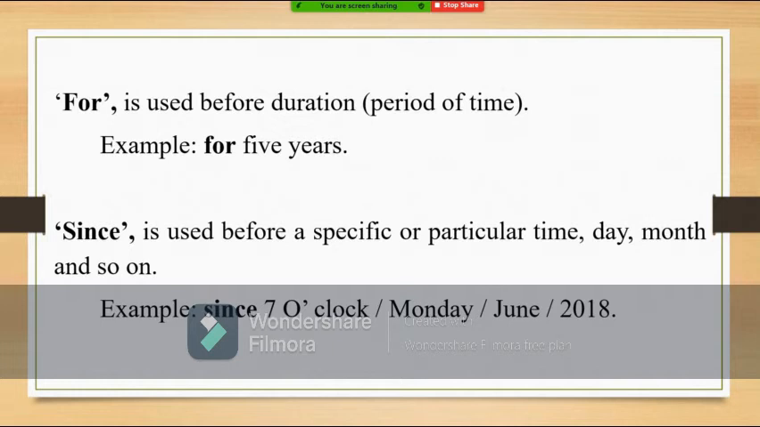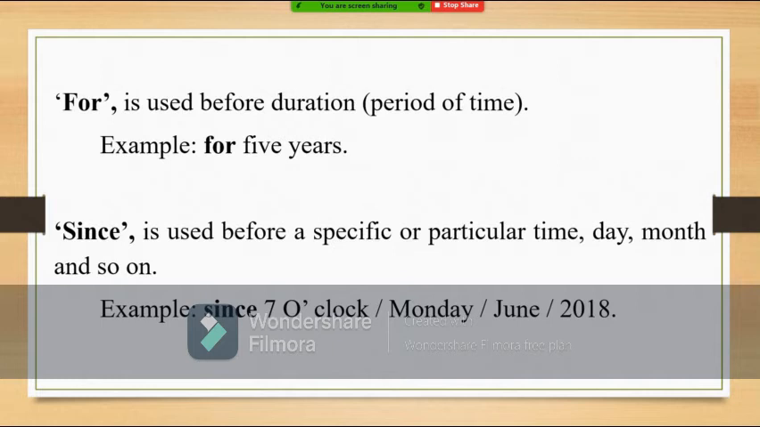I have been working in this company since 2018, like that. So it started in the year 2018 and it is going on now. It will be going on for a long time, or we cannot ascertain when it will come to an end. In such situations, we can use present perfect continuous tense, and there are only two keywords, for and since. After since, you have to write a particular time or a specific time or day or month or year, like that. But after for, you have to write down the duration, the period of time.